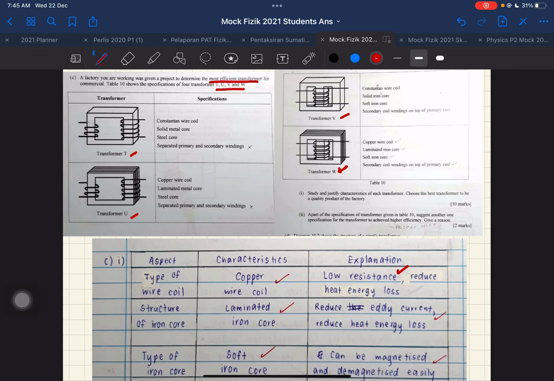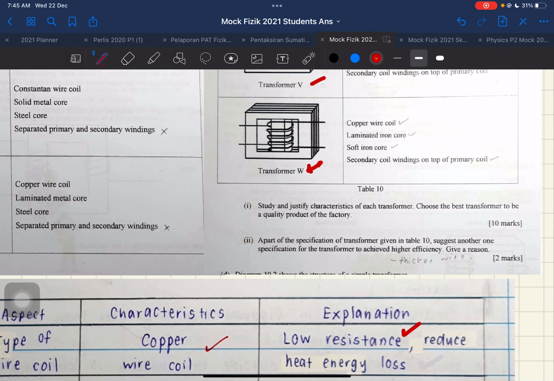Now look at the question. Study and justify the characteristic of each transformer. Okay, study and justify. Study and justify the characteristic of each transformer. Choose the best transformer to be a quality product of the factory. So this is a 10 marks question.